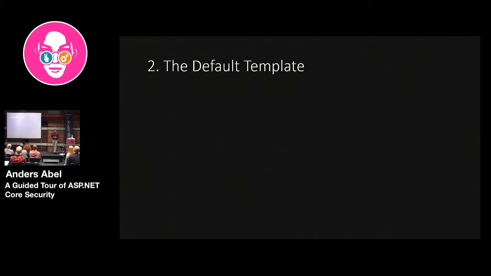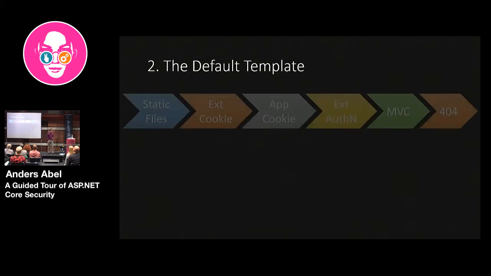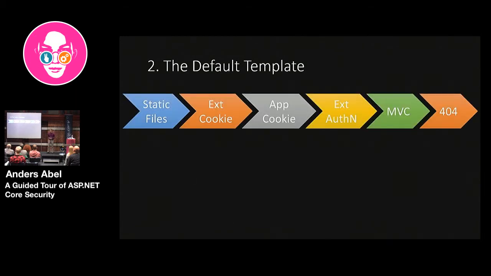We'll also have a look briefly at the default template. If you create a template out of the box, File, New Project, you will get this, where you have static files, an external cookie which is used in the flow when you, for example, authenticate with Google or Facebook providers, the app cookie, external authentication middleware, MVC, and the 404.